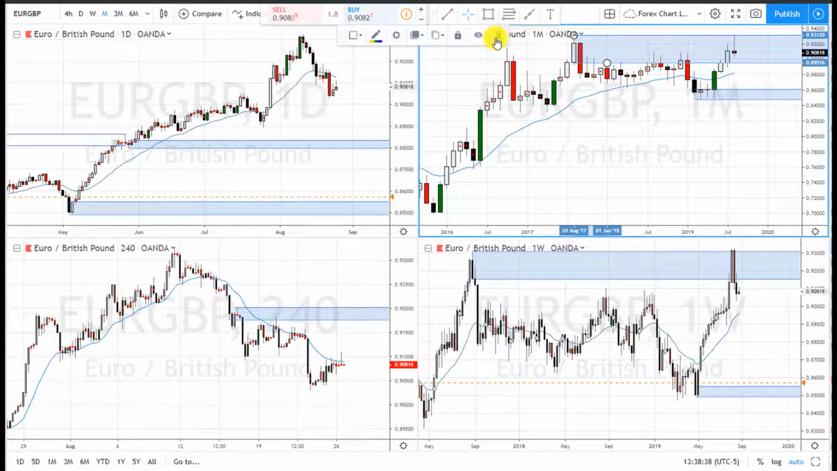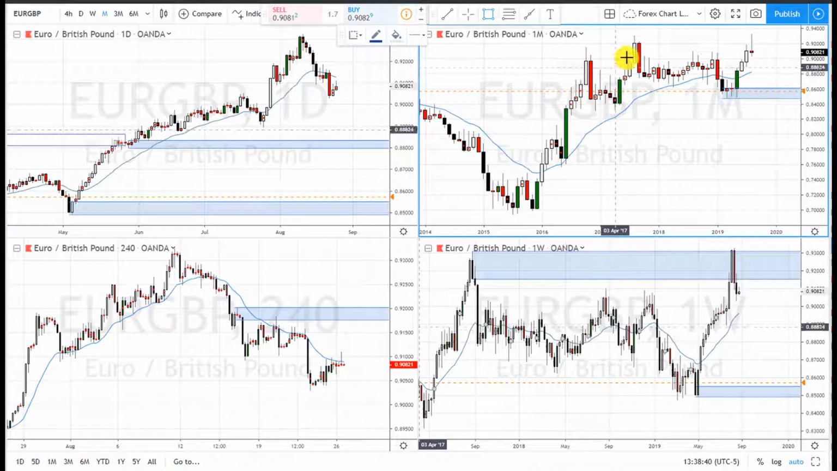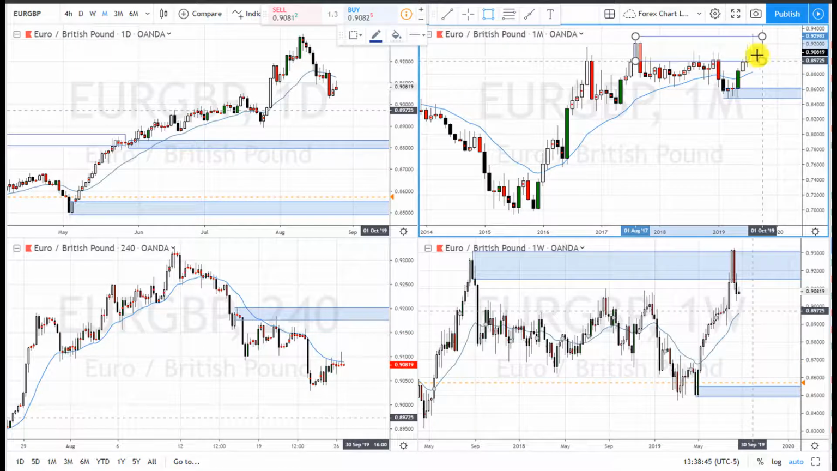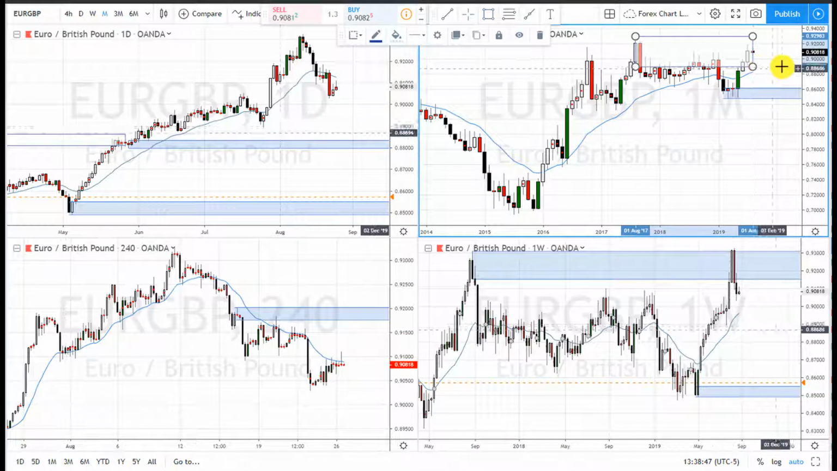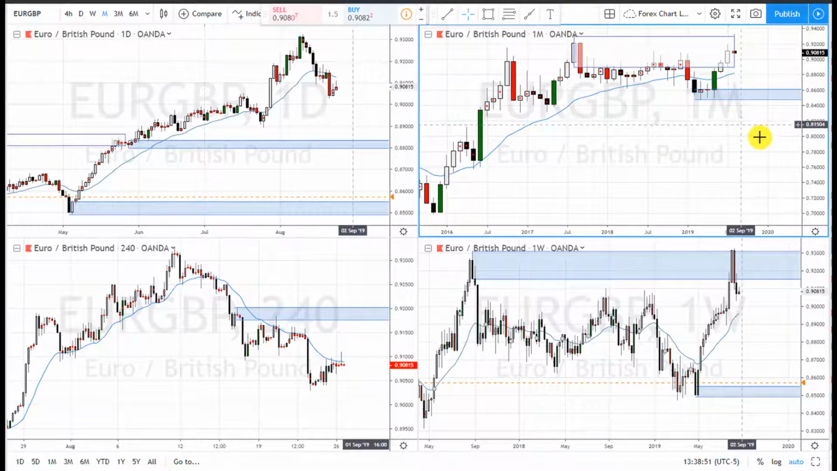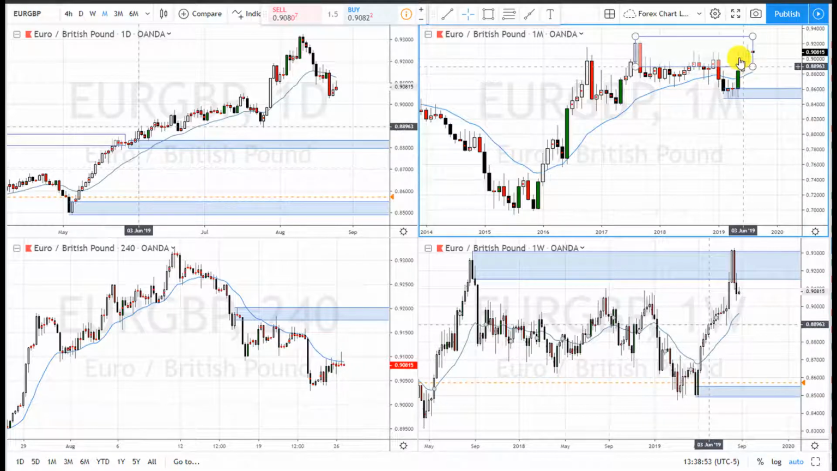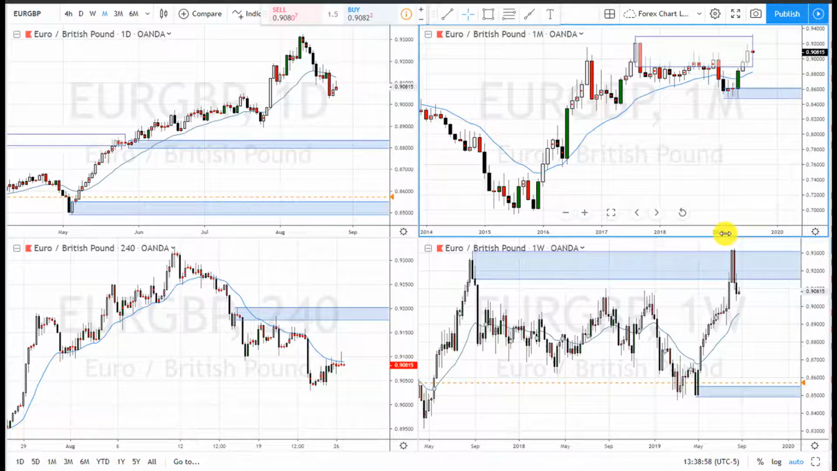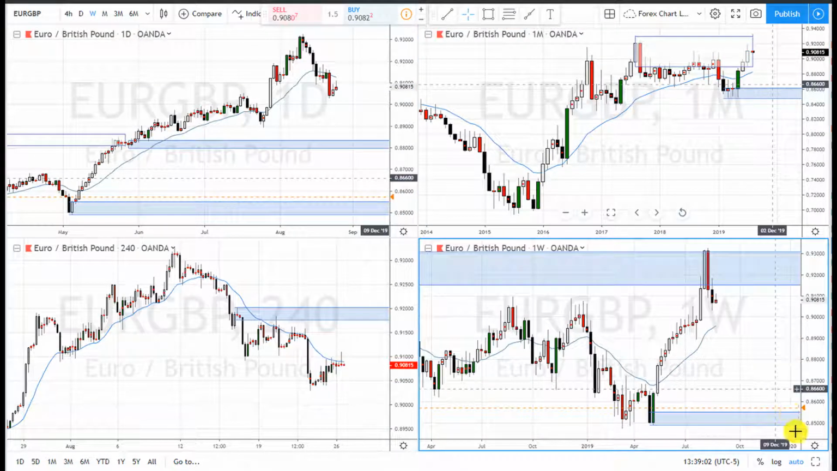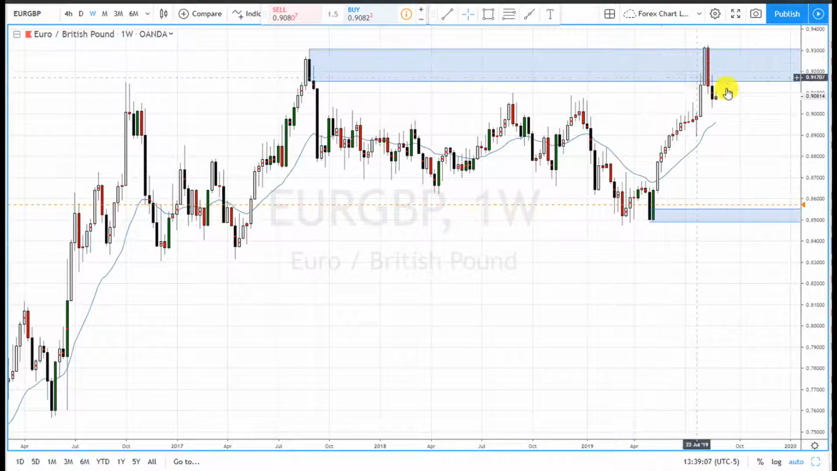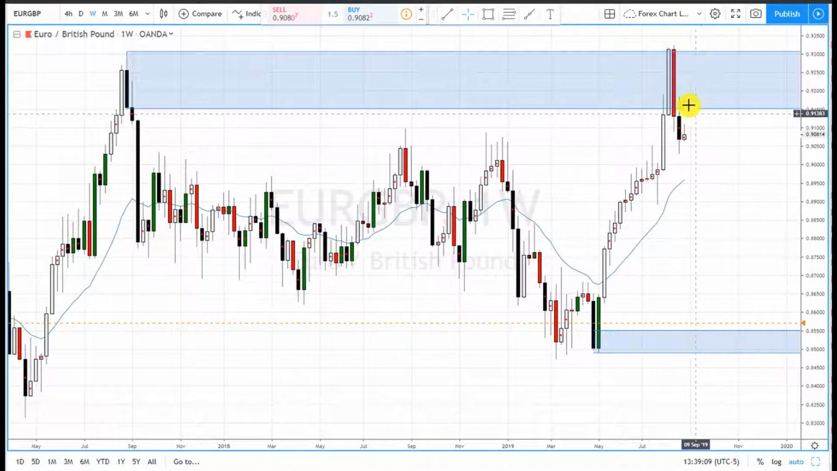So that I can draw this. Okay, so you can see price broke through that, and so we have a new area of demand created down here. So definitely long bias. Okay.